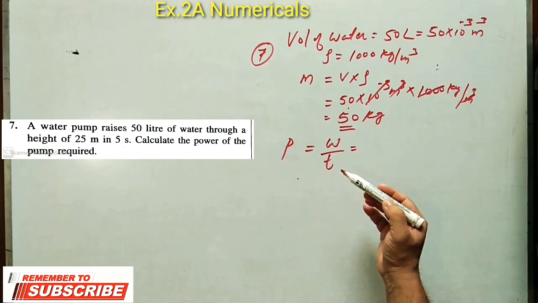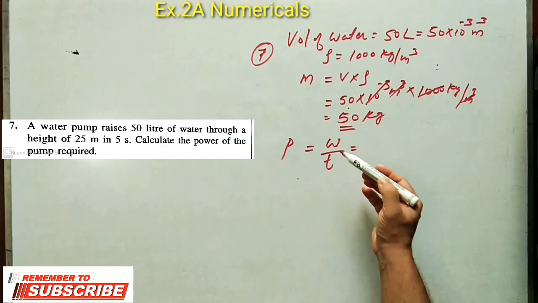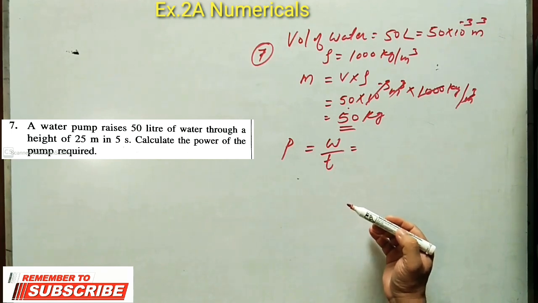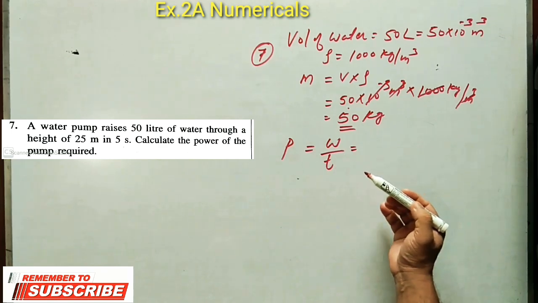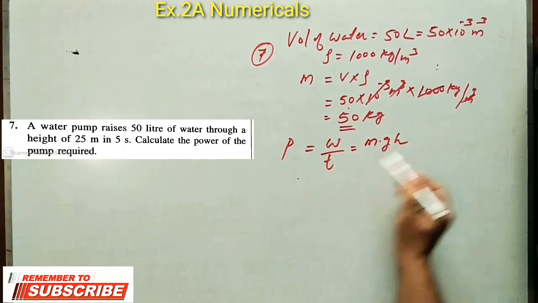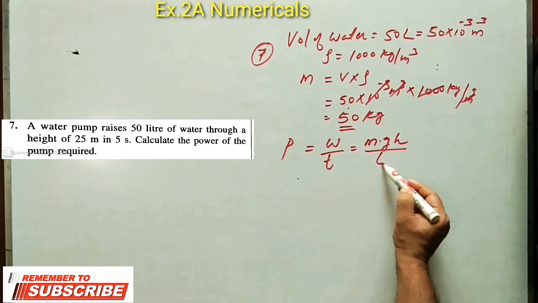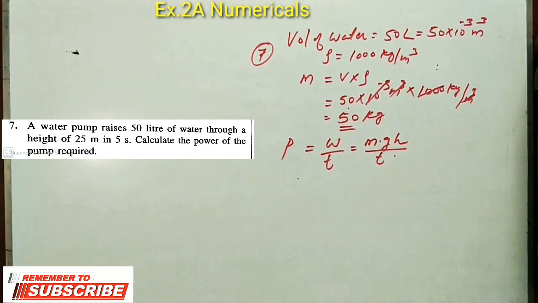The pump is raising the water against the force of gravity. So what is the expression for work done against the force of gravity? It is nothing but the potential energy. So the expression for potential energy is mgh. So W is equal to mgh, that is the work done against the force of gravity, upon time taken. Alright.